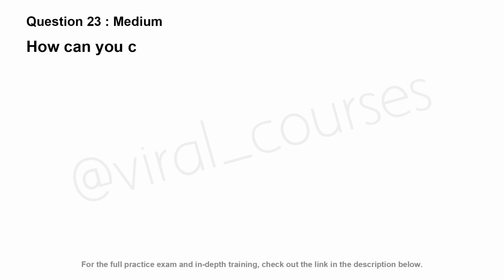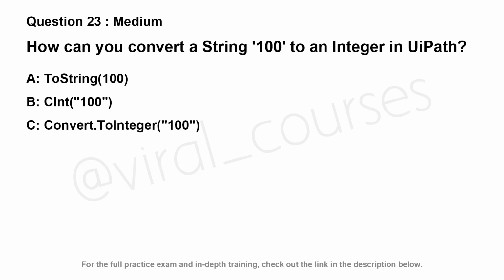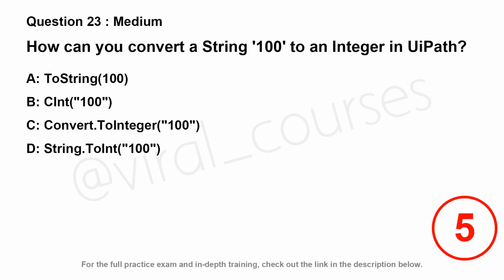How can you convert a string "100" to an integer in UiPath? Option A. ToString(100). Option B. CInt("100"). Option C. Convert.ToInteger("100"). Option D. StringToInt("100").